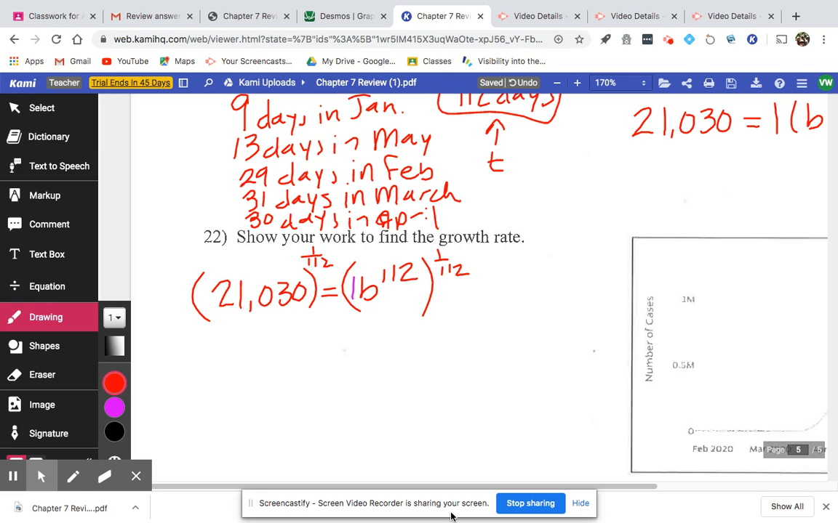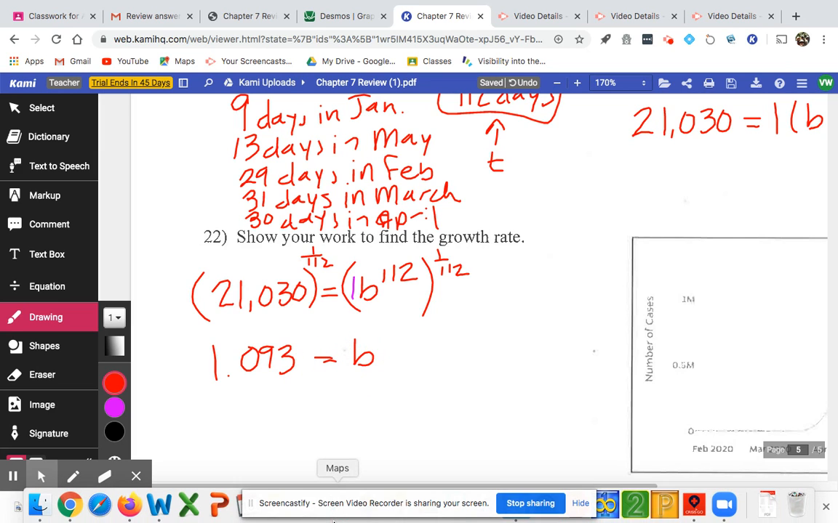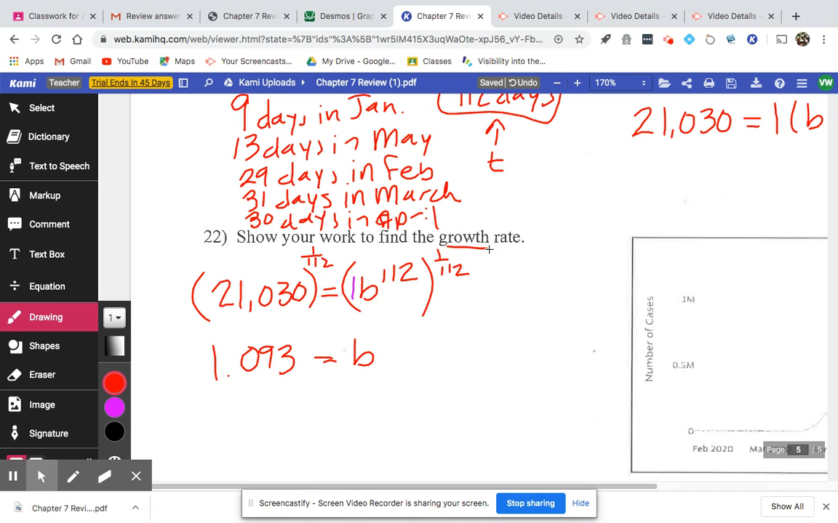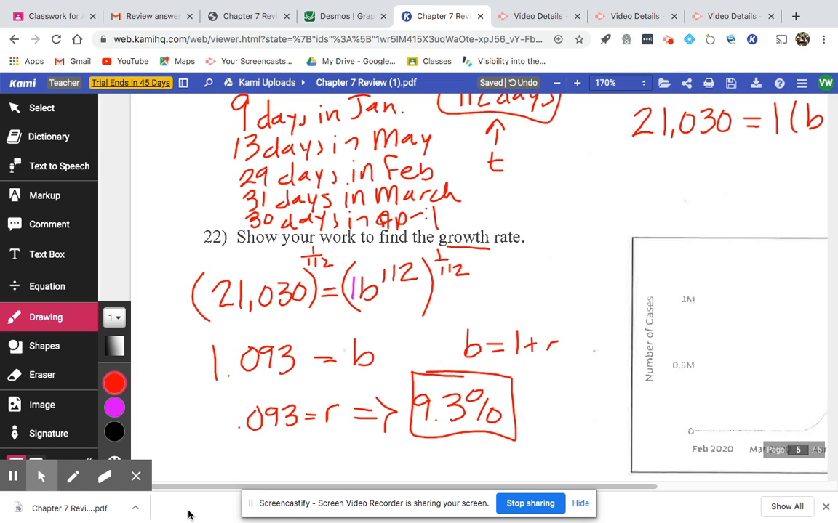Now you're going to get a decimal. Do your best at rounding. I got 1.093 equals b. We cannot stop there. Now, this is growth rate. We know b is equal to 1 plus whatever the percent is. So 1 plus that equals 0.093. So 0.093 is r. As a decimal, 9.3% is my growth rate.